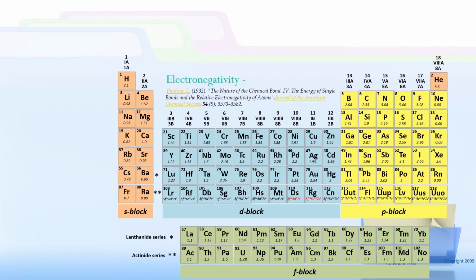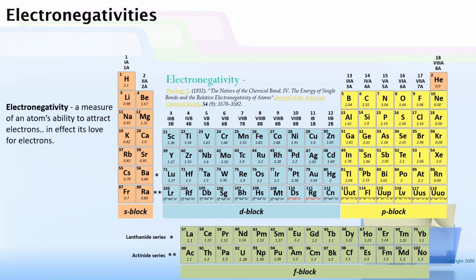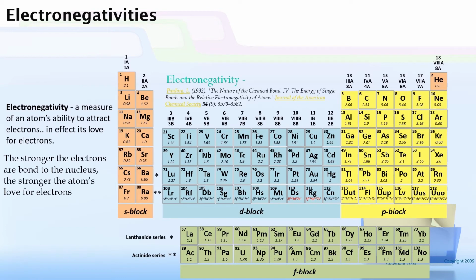Here you're going to find a periodic table with electronegativity values for the atoms. The electronegativity scale was established by the great scientist Linus Pauling to measure an atom's ability to attract electrons. In effect, the value reflects the atom's love for electrons. It makes sense that the electronegativities will obey similar driving forces as the ionization energies. For ionization energies, the stronger the electrons are bound to the nucleus, the harder they are to knock out. This pull by the nucleus will be equivalent to the atom's love for additional electrons.